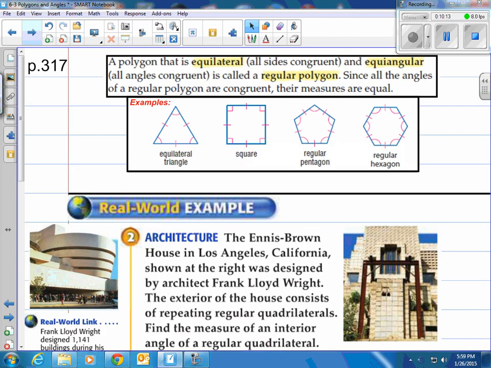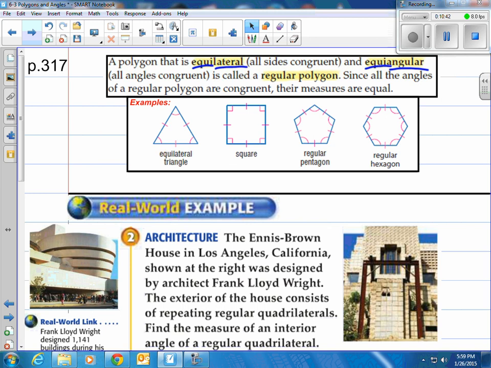All right, let's take it a step further now. A polygon that is equilateral means all the sides are congruent. Lateral means side. Equal means, of course, the same. And equiangular, same with that. Equal meaning the same, angle meaning angles. That means equiangular means all angles are congruent. So if you have sides that are congruent and angles that are congruent, you can look at the pictures below. Those are called regular polygons.